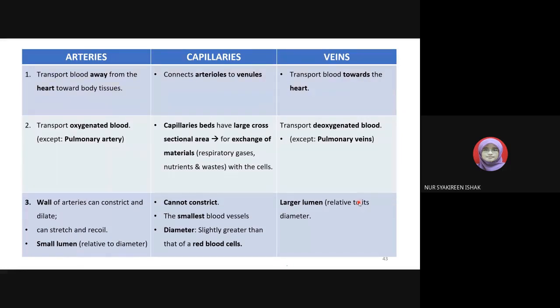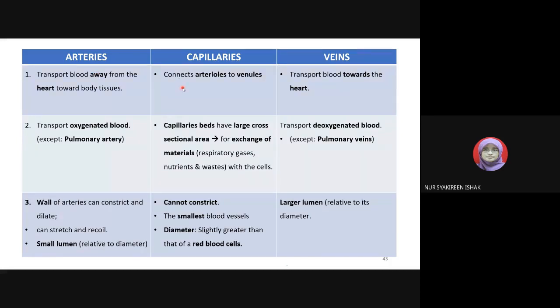So these are the differences between the arteries, capillaries, and also veins. Okay, so basically for arteries, it carries or transports blood away from the heart towards the body tissues. So samalah kalau aorta, kan, aorta is the beginning of the artery coming from the heart. So the left ventricle contracts, the oxygen-rich blood will enter into the aorta, into the artery, into the systemic circuit. Okay, so away from the heart.